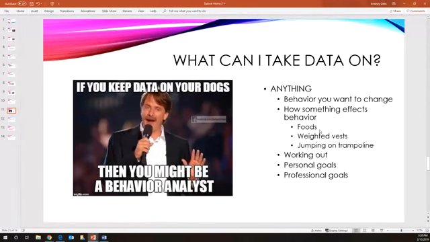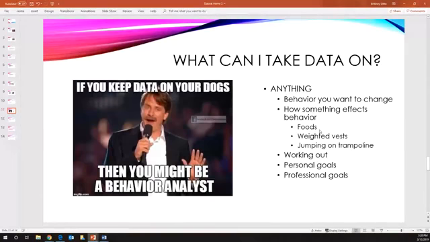My son really enjoys jumping on the trampoline. Now, does it affect his behavior? I don't know, but I could take data on it to find out. Weighted vest. I know a lot of OTs like to go to that weighted vest. Well, if you want to know, is it working? Let's take some data on it. You could take data on, are you working out? I know I'm not, so I need to start taking data on that.